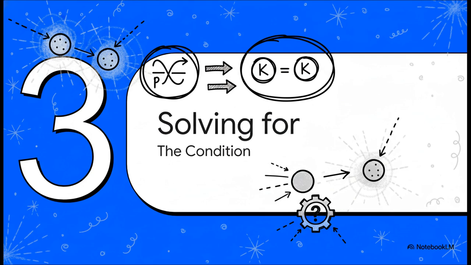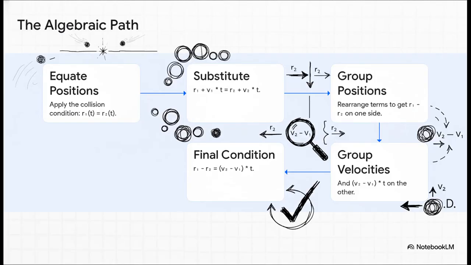All right, now for the really cool part. We can take our definition of a collision and combine it with these two position equations to find the exact relationship that the problem is asking for. We just have to follow the logic. We know that for a collision to happen, their positions have to be equal at some time t. So step 1, we set our two position equations equal to each other. After that, it's just a little bit of rearranging. We're going to get the initial positions grouped together on one side and the velocities on the other. And when we do that, we get our final mathematical condition.